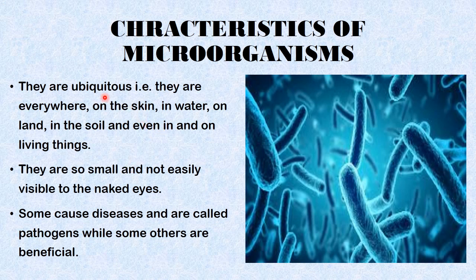What are the general characteristics of microorganisms? Number 1, they are everywhere. On the skin, in water, on land, in the soil, and even in and on living things. They are so small and not easily visible to the naked eyes. Some cause diseases and are called pathogens, while others are beneficial.